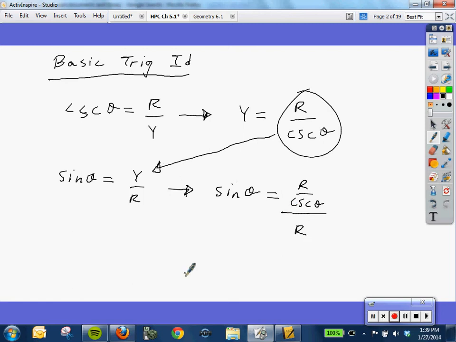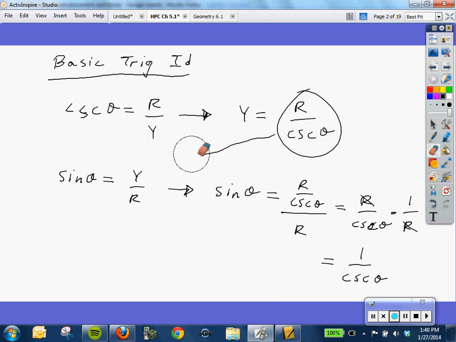Well, if we were to invert and multiply, we would end up with r over cosecant times 1 over r, and these two r's would cross off, and we'd be left with 1 over cosecant. So what we've done is use two existing identities that we already know to come up with a brand new identity. We good there? Okay. Let me show you another way of thinking about this one.